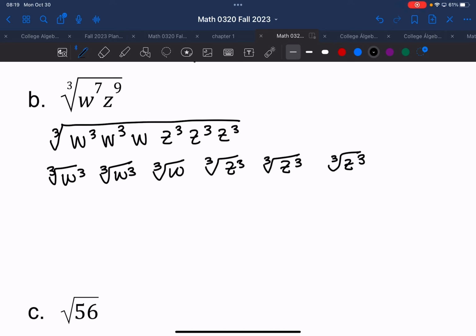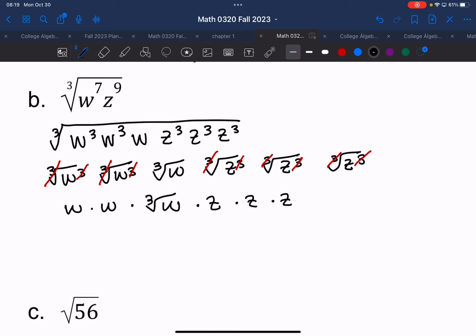I know my radicals will cancel with the exponent if the numbers are what? They're both the same. So right here, these cancel out because they're both 3's. The only one that does not cancel out is that cube root of w because it does not have an exponent of 3. All these ones that cancel out, we are left with just that one variable. So I am left with w times cube root of w times z times z times z.